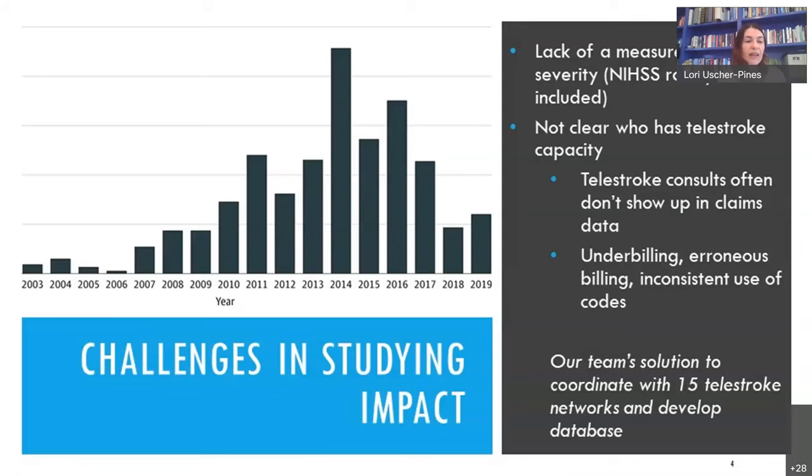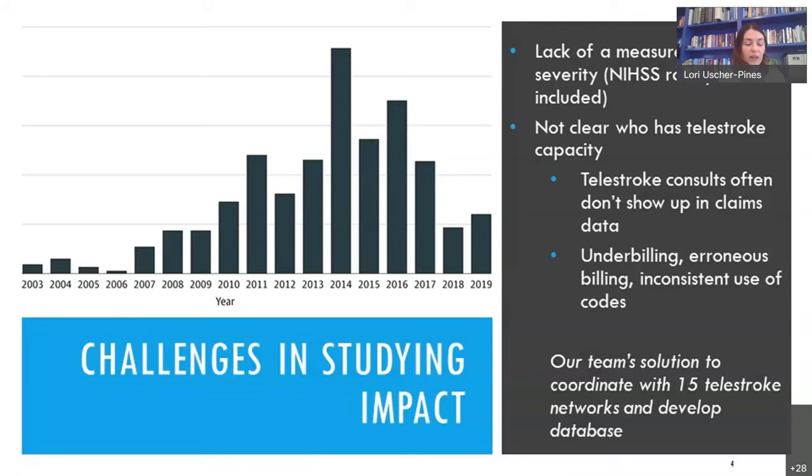So a key challenge is, single networks may have this data, may have the NIH stroke scale for patients, but it's not usually available consistently in national databases beyond registries. For example, it's inconsistently included in Medicare claims data. So that's one issue and one hurdle to overcome.